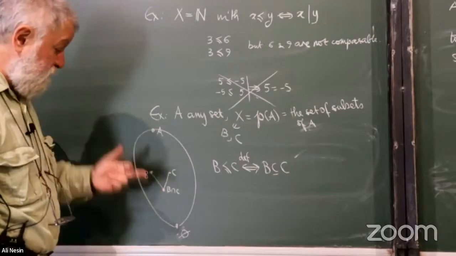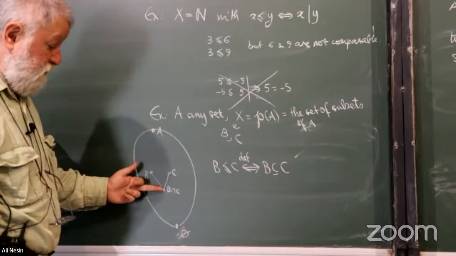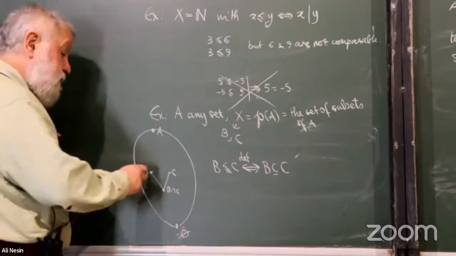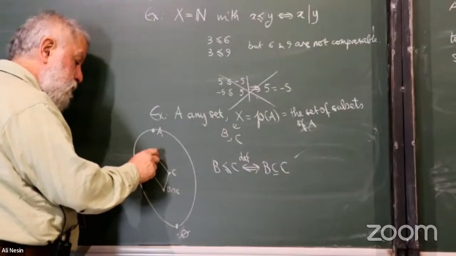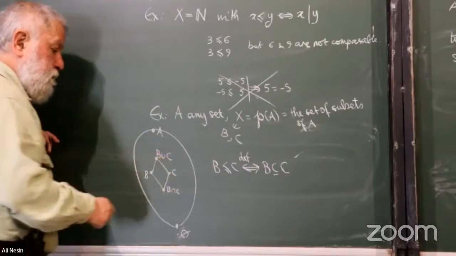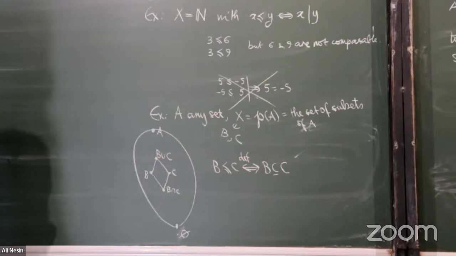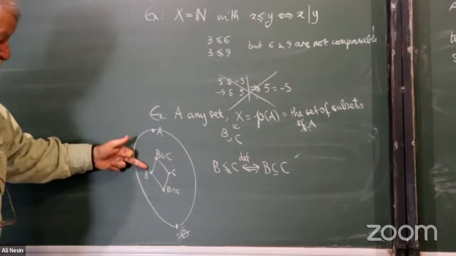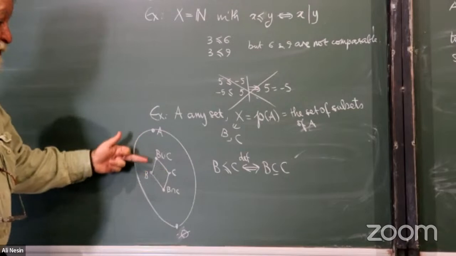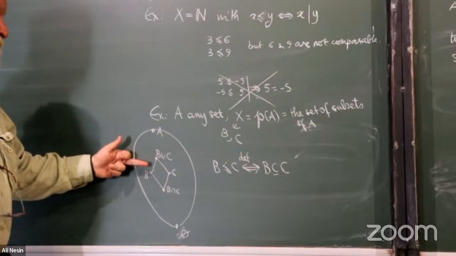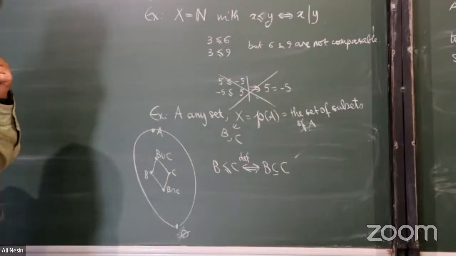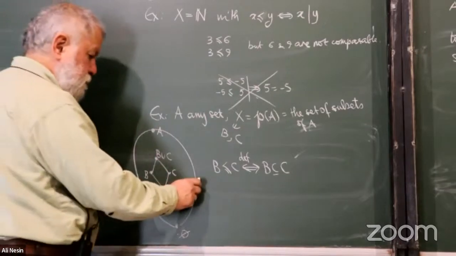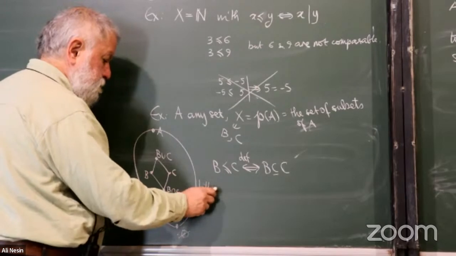If you have something which is a subset of B and C, it must be a subset of B intersection C, of course. And among the elements which are larger than B and C, you have B union C. This B union C is larger than B, larger than C, and it's the smallest element which is larger than both B and C. Such a thing is called a lattice.